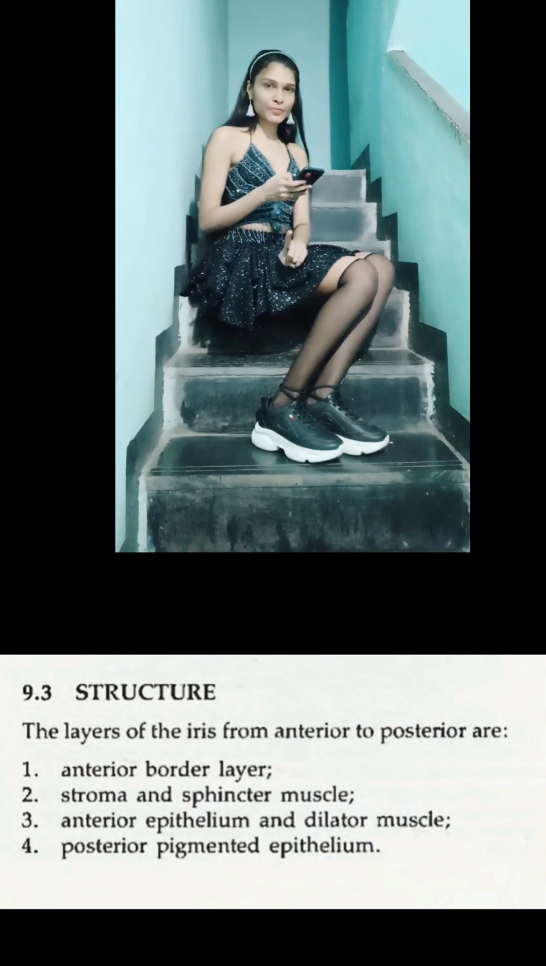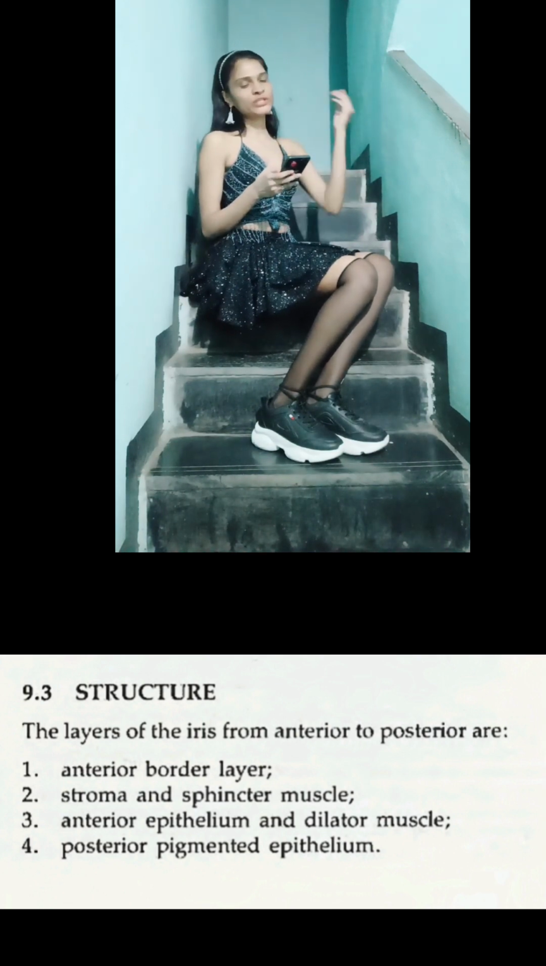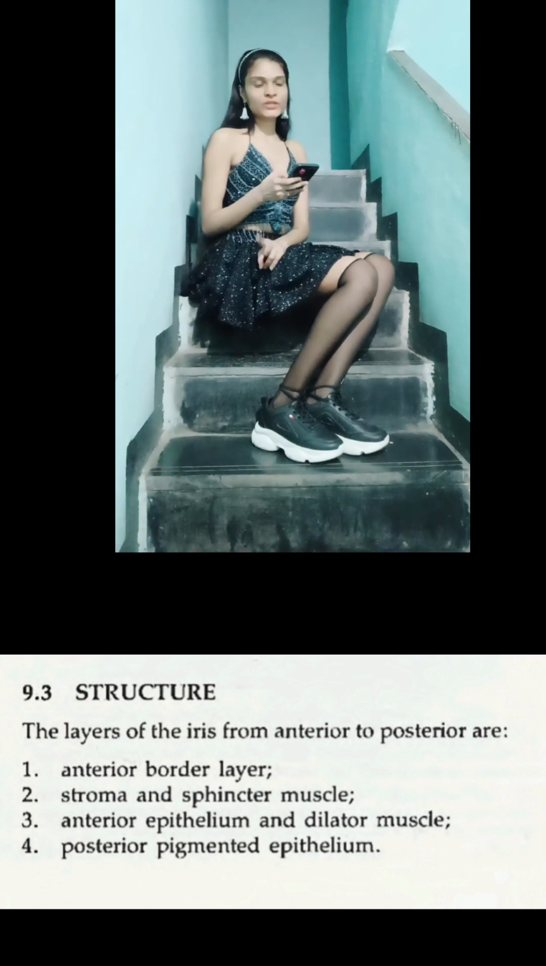First is anterior border layer or anterior limiting membrane. Second is stroma and sphincter pupillae. Third is anterior epithelium and dilator muscle. Fourth is posterior pigmented epithelium. Or it can be divided into 3 layers: anterior border layer or anterior limiting membrane.